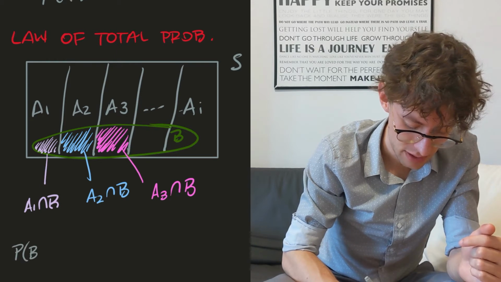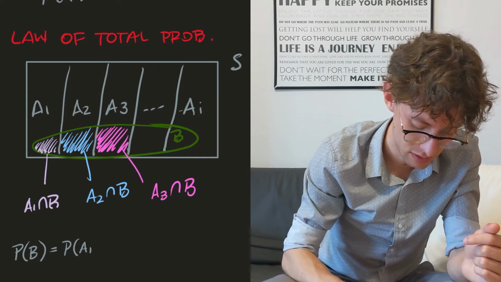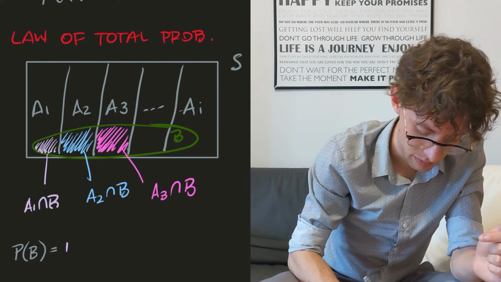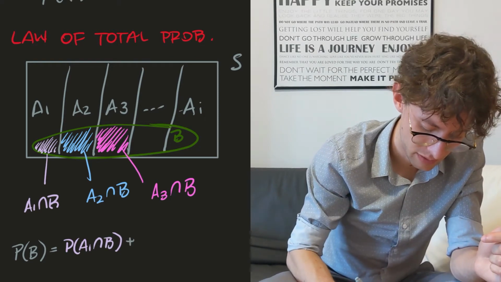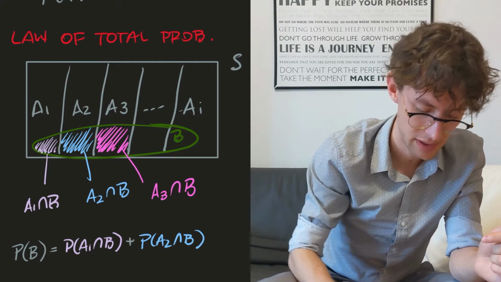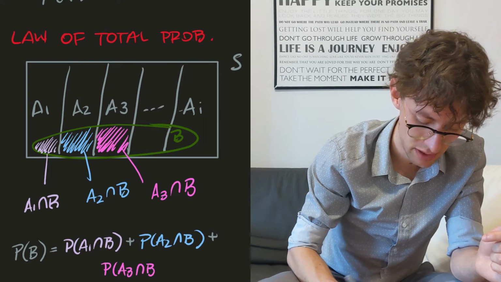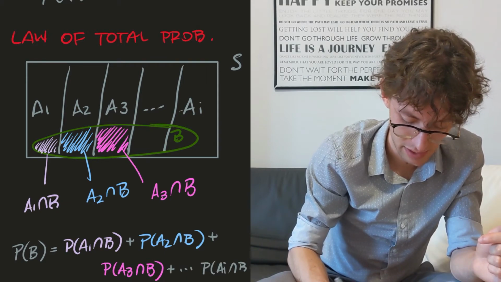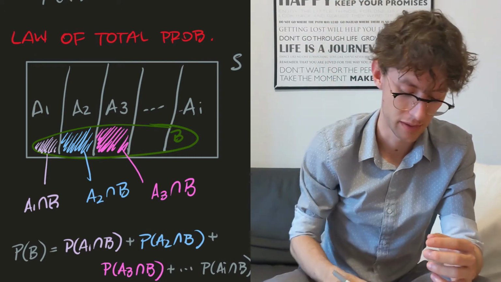So the probability of B is equal to the probability of A1 intersect B plus the probability of A2 intersect B plus the probability of A3 intersect B plus all the way to the probability of AI intersect B. And this is what we call the law of total probability. Okay.